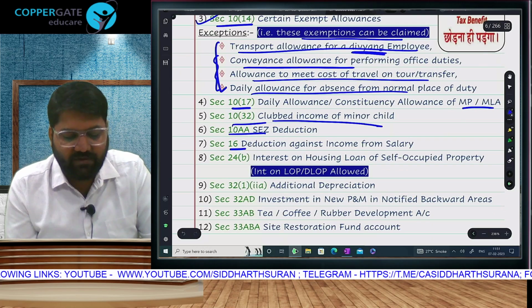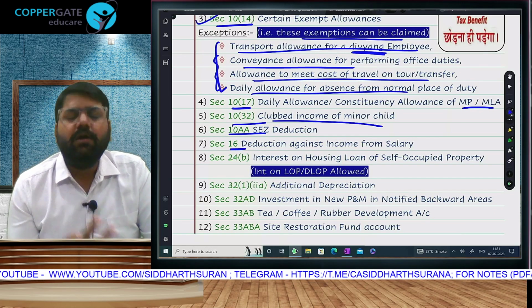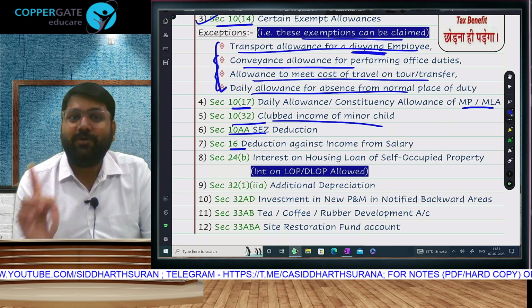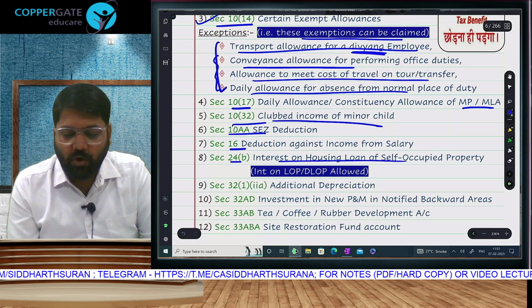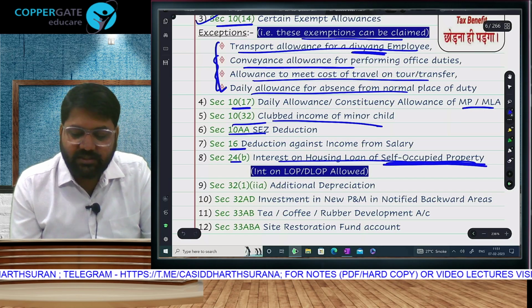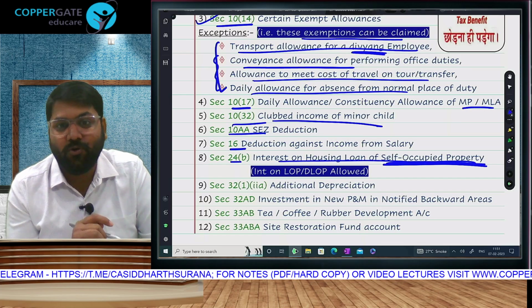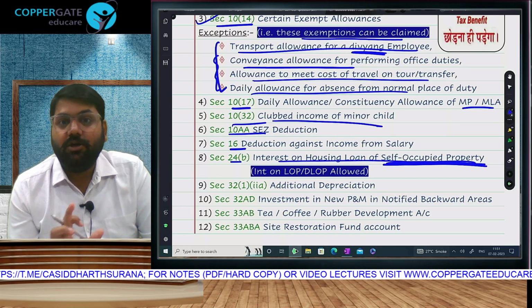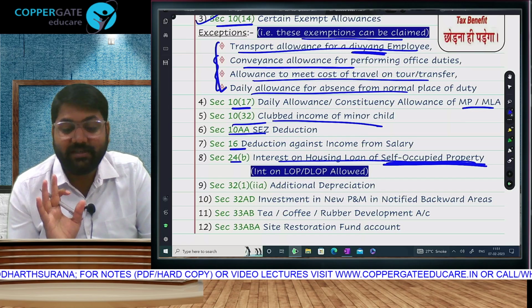Under section 16, we get deductions from salary: standard deduction of maximum 50,000, entertainment allowance for government employee, professional tax paid only if paid. Allowed in the old regime, not allowed in the new regime. 24(b), interest on housing loan of self-occupied property, SOP. SOP ka interest not allowed. Dekho, SOP mein you don't show any income, so that interest ka deduction becomes the loss. Not allowed.